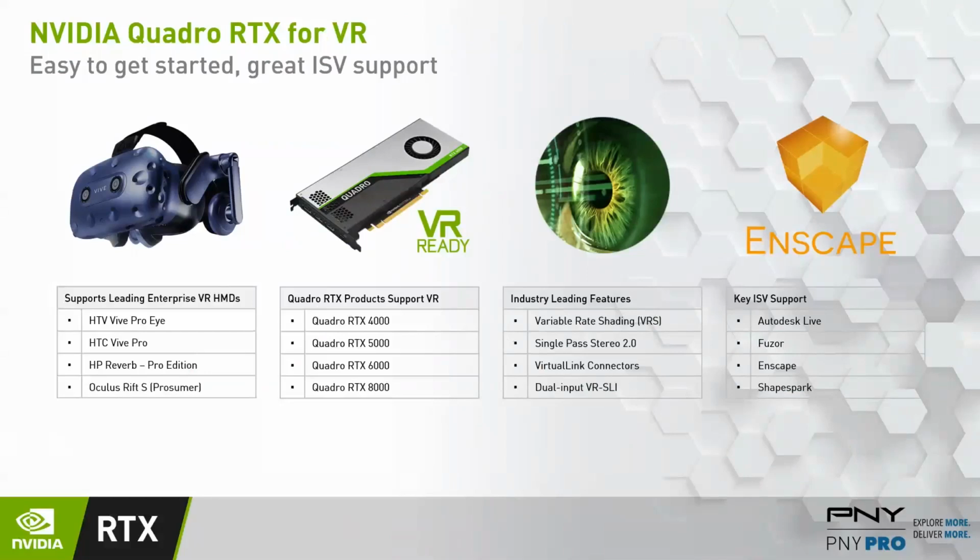Andrew mentioned tools like Enscape. There are others like Fuzor, ShapeSpark, Autodesk Live, Autodesk Revit Live, that make VR basically a single click away. One thing that's particularly interesting with ShapeSpark is it's really VR intended for browser environments. So you may not have an HMD, but if you've got access to a browser and ShapeSpark, you can do a pretty close approximation of a VR walkthrough, a client walkthrough, although it won't be fully immersive as it would be if you had a head-mounted display. Next slide, please.